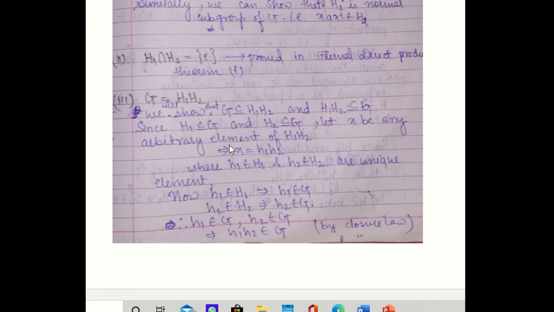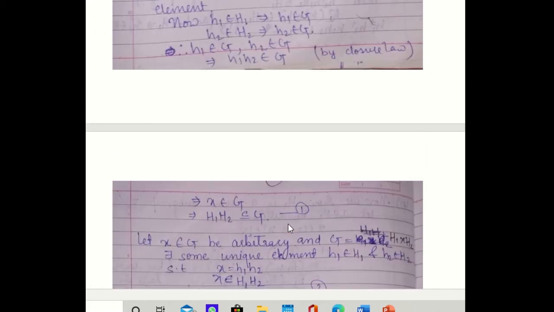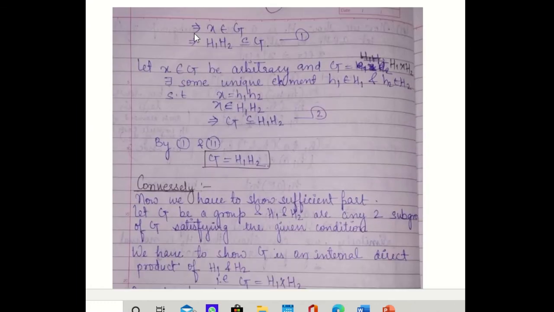Similarly, h2 belongs to capital H2. This implies h2 belongs to G. So now h1 belongs to G and h2 belongs to G. This implies h1 h2 belongs to G by closure law. So this implies h1 h2, which is x, belongs to G. So this implies the product H1 H2 is contained in G.